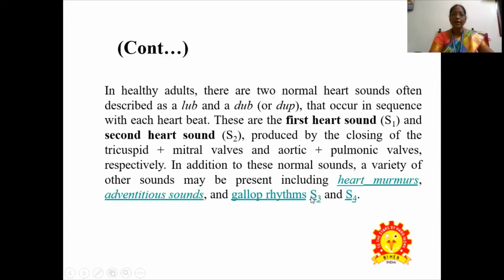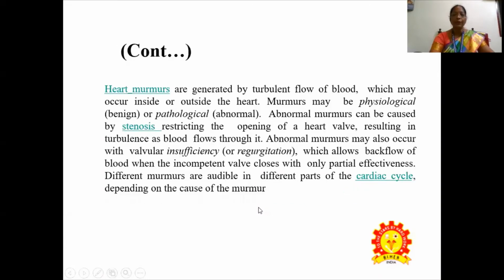These are the first heart sound S1 and second heart sound S2, produced by the closing of the tricuspid and the mitral valves and the aortic plus pulmonic valves, respectively. In addition to these normal sounds, a variety of other sounds may be present, including heart murmurs, adventitious sounds, gallops, rhythms, S3 and S4.